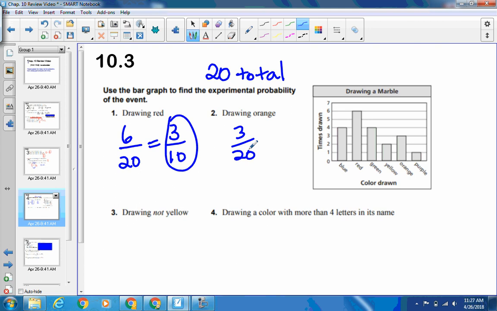And not drawing yellow, since there's 2 yellow, that means there's 18 that are not yellow out of 20. So let's simplify it, and we get 9 out of 10. And drawing a color with more than 4 letters in its name, if you look at them, there's 3 out of the 6, so half of them. Not red, I'm sorry, disregard that. Just red and blue are not counted. So if we add up the green and the yellow and the orange and the purple, we do get 10, so 10 out of 20, and it ends up being 1/2.